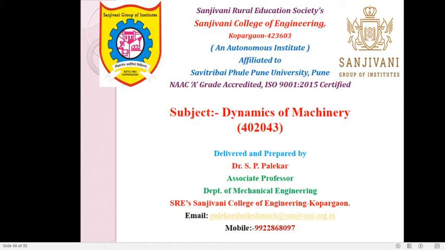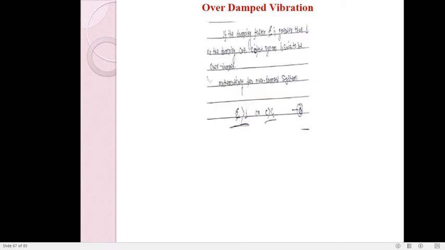In the previous lecture, at the end of that lecture, we discussed that based on the value of zeta, that is the damping factor, we can classify the vibrations into three different types: overdamped vibration, underdamped vibration and critically damped vibration. In this lecture, we will derive the equations for finding the displacements in all these three types. So, we will start with overdamped vibration or overdamped systems.